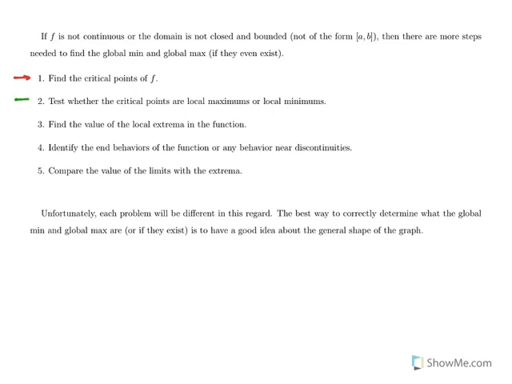Then we are going to test whether the critical points are local maxes or local mins using the first derivative or second derivative test. Then we're going to find the value of the local extrema in the function, to see if it's going to be the biggest local max or the smallest local min. And then we're going to identify the behavior of the function near any discontinuities. That is, we need to check if we are going up to positive infinity, or going down to negative infinity with end behavior. That would mean that we don't have global mins and global maxes, and we have to check for those now. Then we're going to compare all the values, and we're going to try to make a decision on what's the global max, if it exists.